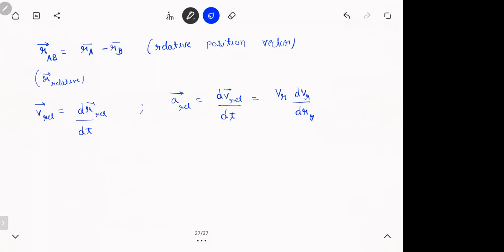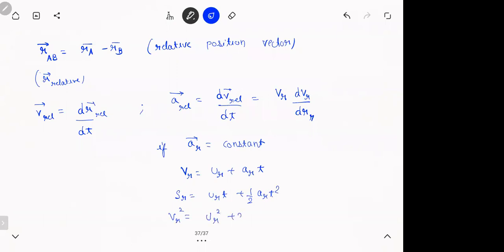If you see, all these formulas are exactly the same kinematics formulas. Just put relative everywhere. If a relative is constant, then you can use your formulas. V relative is u relative plus a relative t. S relative is u relative t plus half a relative t square. V relative square is u relative square plus 2 a relative s relative. So once you get the relative velocities, you just take it and substitute into the formulas.